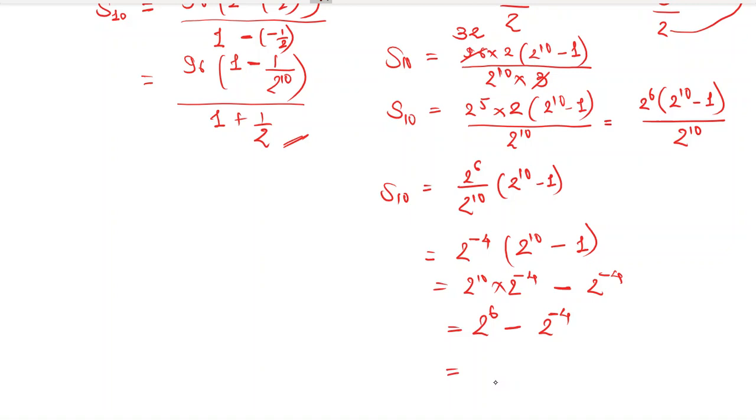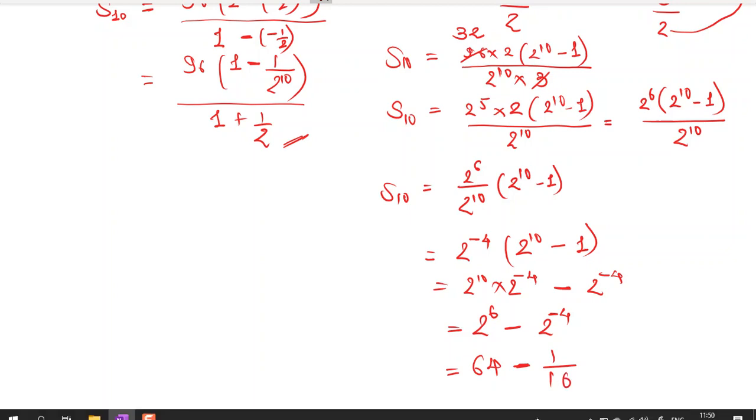So 2 raised to 6. What is 2 raised to 6? 32 2s are 64. Right? 64 minus 2 raised to minus 4. So that is 1 upon 2 raised to 4. That is 1 upon 16.